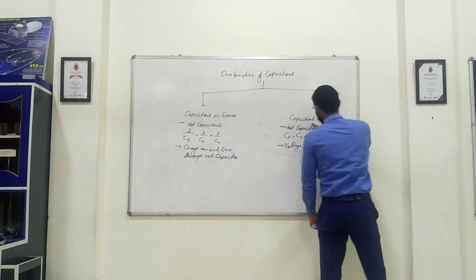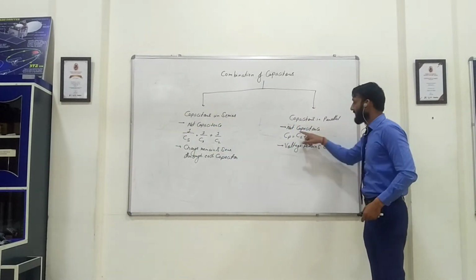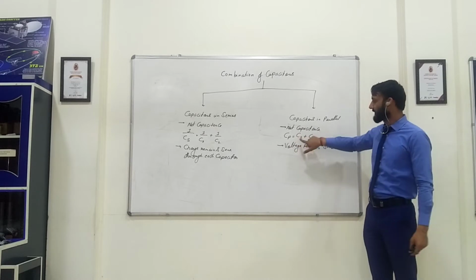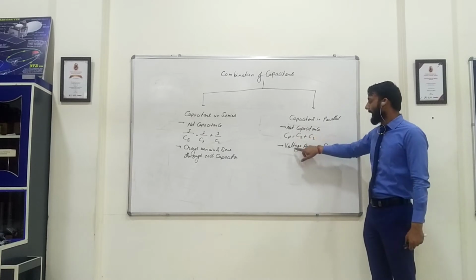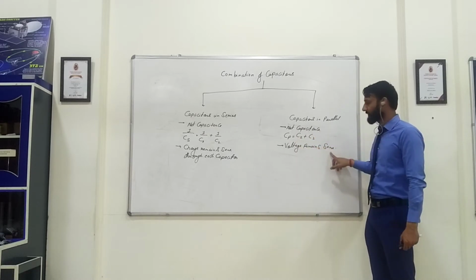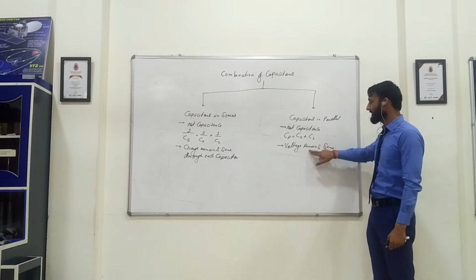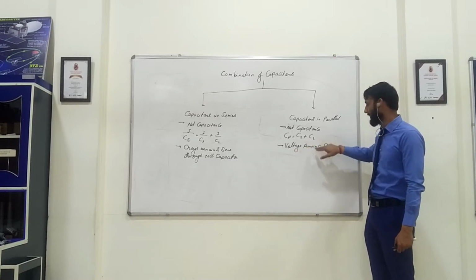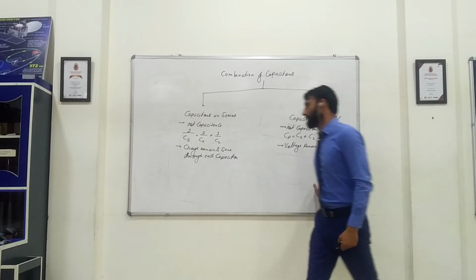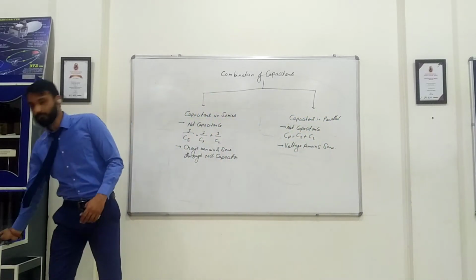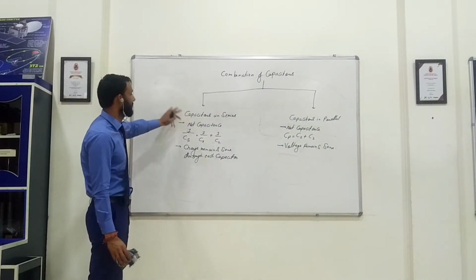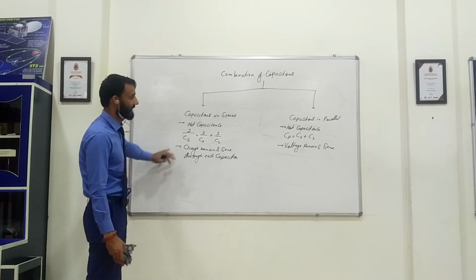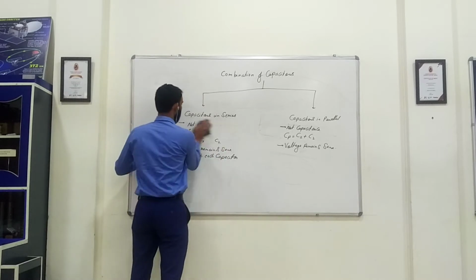Similarly, when we connect capacitors in parallel, the net capacitance is given by Cp is equal to C1 plus C2, and the voltage remains the same. The voltage through each capacitor when they are connected in parallel remains the same. Now this is regarding capacitors connected in series and parallel.